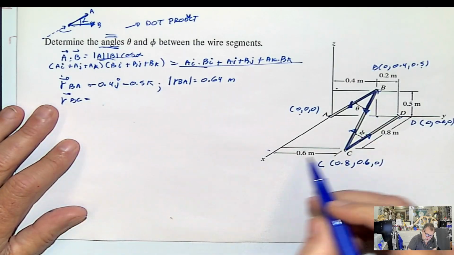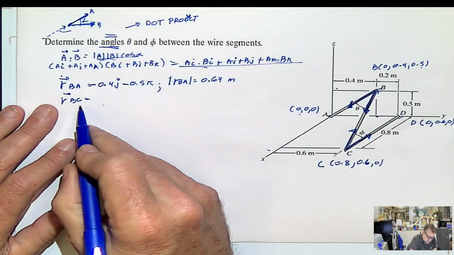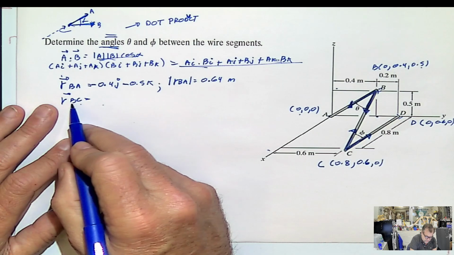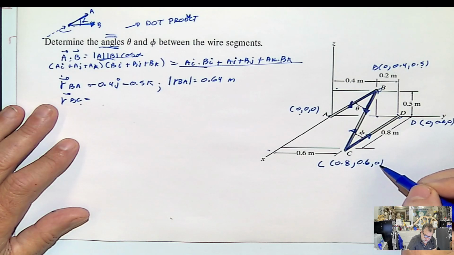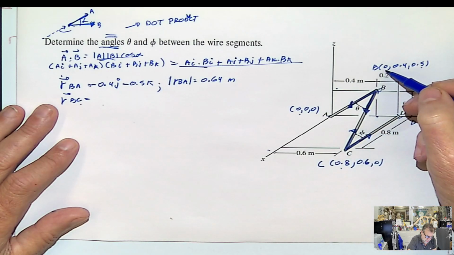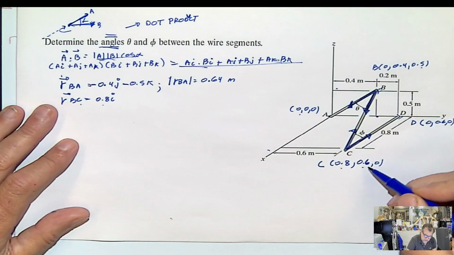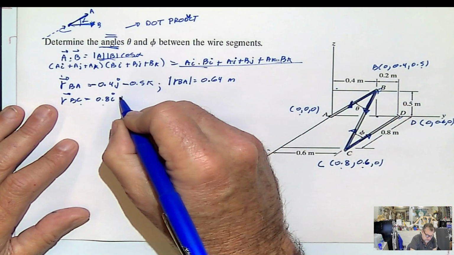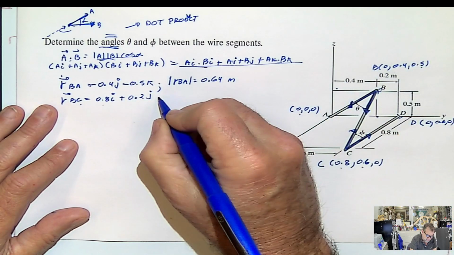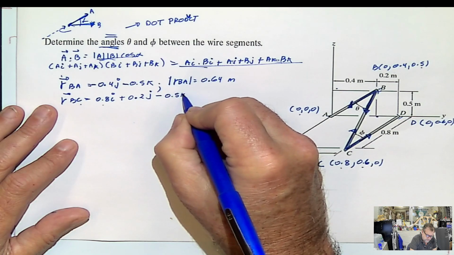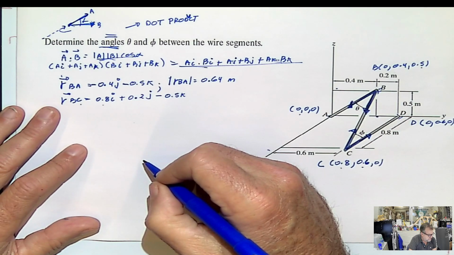Position vector BC means tip minus tail, always. C minus B, not B minus C. What are the coordinates of the point C? It's going to be 0.8 minus 0, 0.8 i, 0.6 minus 0.4, meaning 0.2 j, and 0 minus 0.5, that means minus 0.5 k. That's the position vector BC.